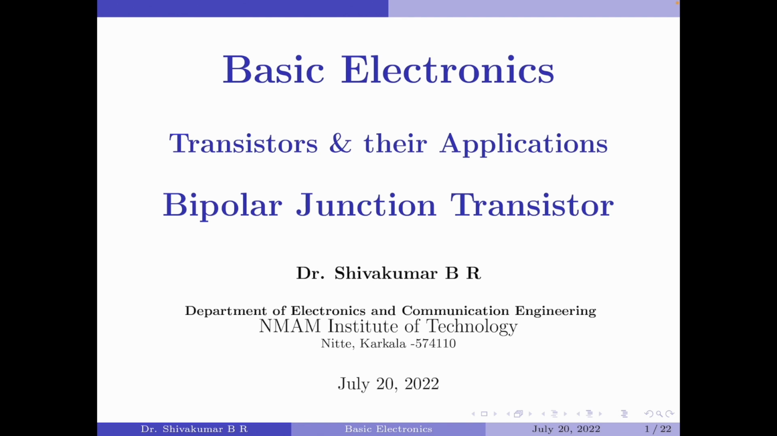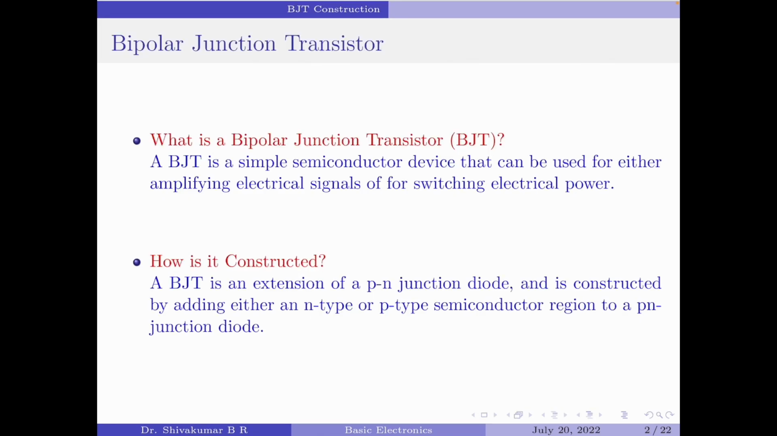In this video, I am going to discuss the Bipolar Junction Transistor, in short a BJT. Let us start this discussion by asking ourselves first the basic question, what is a Bipolar Junction Transistor? A BJT is a simple semiconductor device that can be used for either amplifying electrical signals or for switching electrical power. Please note, it is mainly used as an amplifier or as a switch.